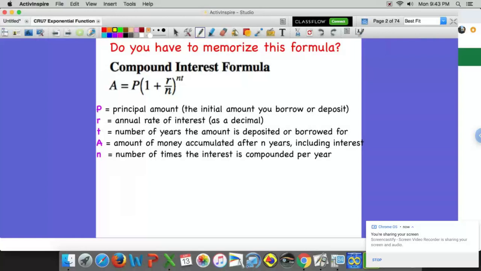Hey guys, welcome back from spring break, and today with this video we are going to jump into exponentials. And when we jump into exponentials, we're going to introduce it with the compound interest formula.